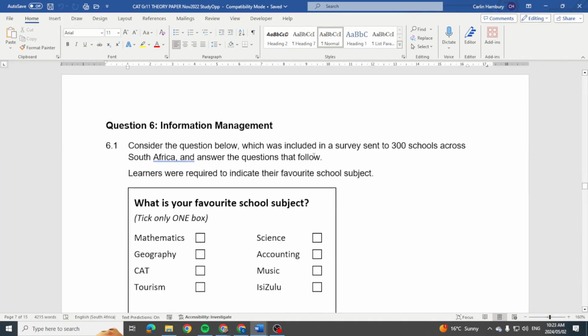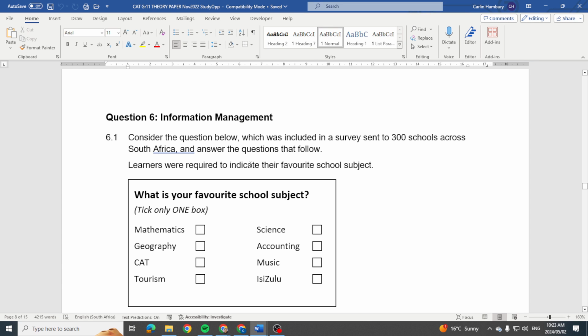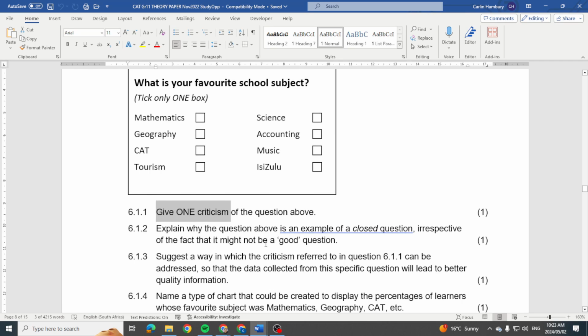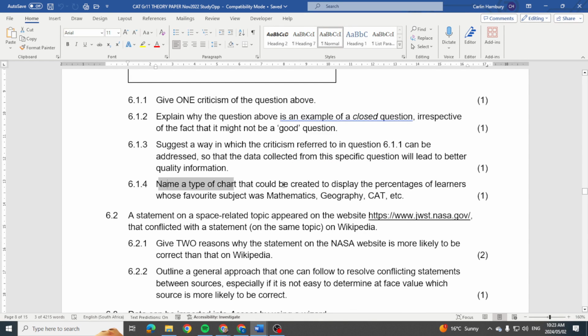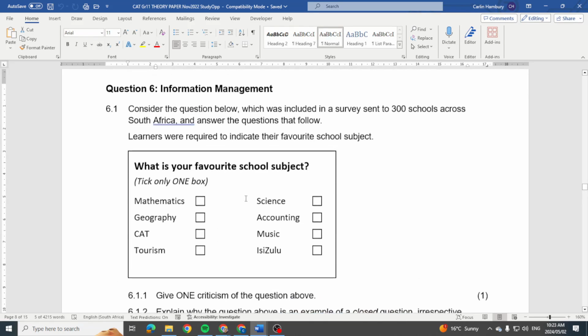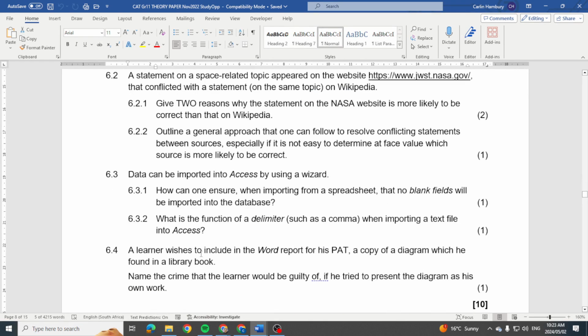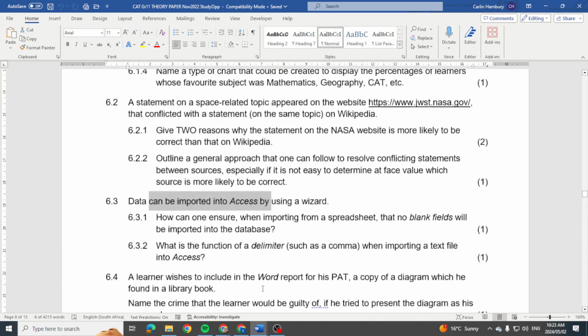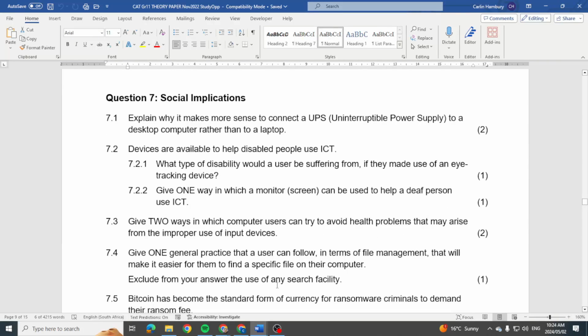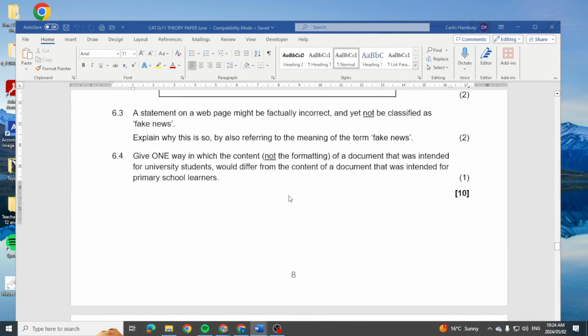Let's have a look at another one. Do you see the same sort of story coming up? A survey, right? And answering a few questions on the survey. They might talk about charts, a way you can improve the way the data is collected over here. They might talk a little bit about the PAT for those of you in the DBE who are doing PATs in grade 11. How can data be imported to Access? So you can see more or less the type of questions that they are asking when it comes to that one. Okay. Question 7. Let's have a look here.